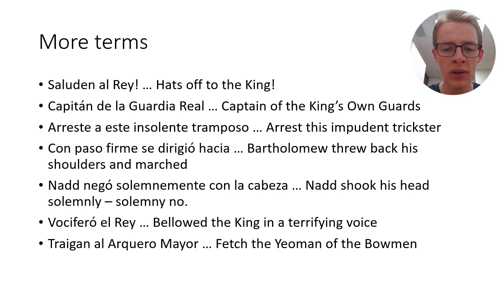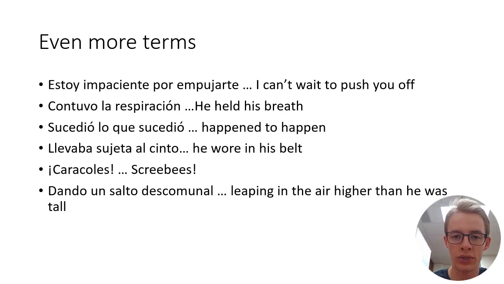One that was a bit disappointing, I'm not sure how they could have done it better though, was when the king decides to shoot the hat off of Bartholomew's head with a bow and arrow, he says, fetch the yeoman of the bowman, right? A really nice rhyme. Pero en español lo que dice es traigan al arquero mayor, right? The best archer. So it works. Just kind of misses that little rhyme, but a little bit of that is inevitable when translating.